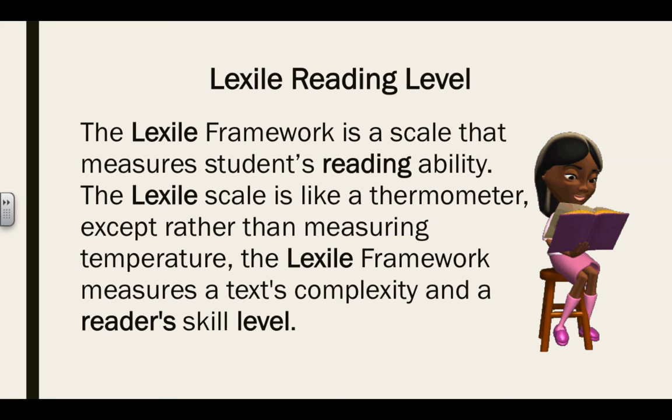In addition to your overall score, the MAP system also gives us what we call a Lexile range. This is a number based on the Lexile framework scale that measures a student's reading ability. The Lexile scale is kind of like a thermometer, except rather than measuring temperature, it measures text complexity and the reader's skill level.